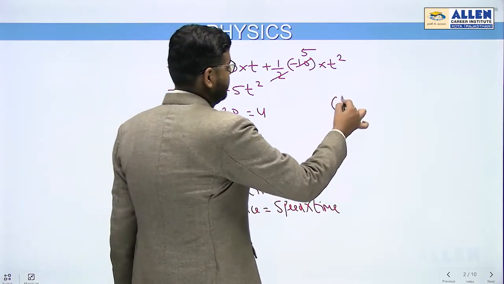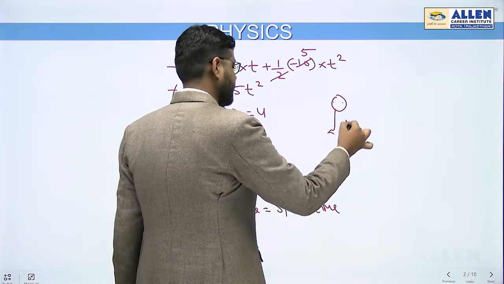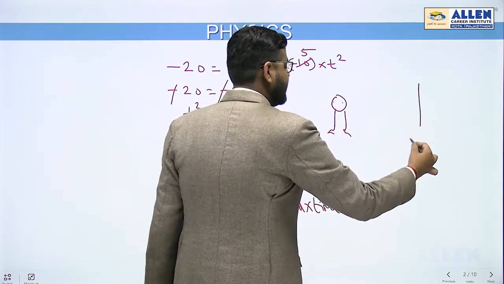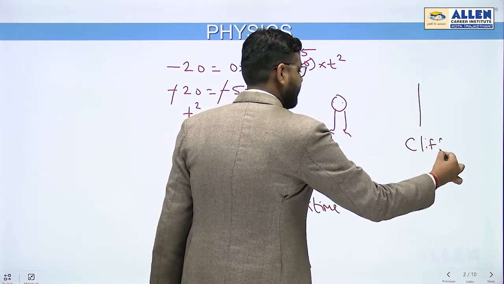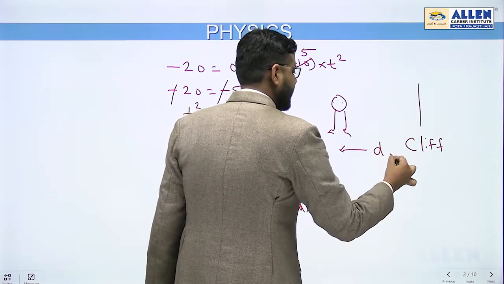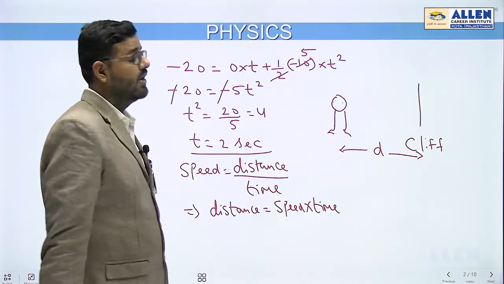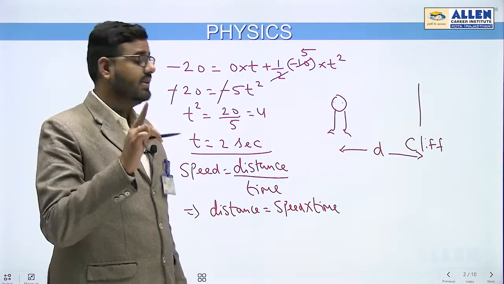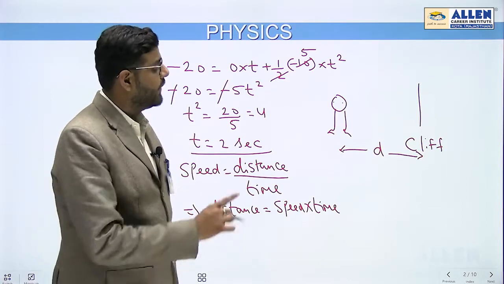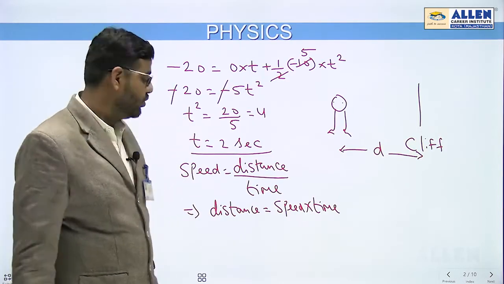Now suppose this is the girl and this is the cliff, and let the distance between the girl and cliff be d. In the echo, the distance traveled by the sound will be d plus d, that is 2d.